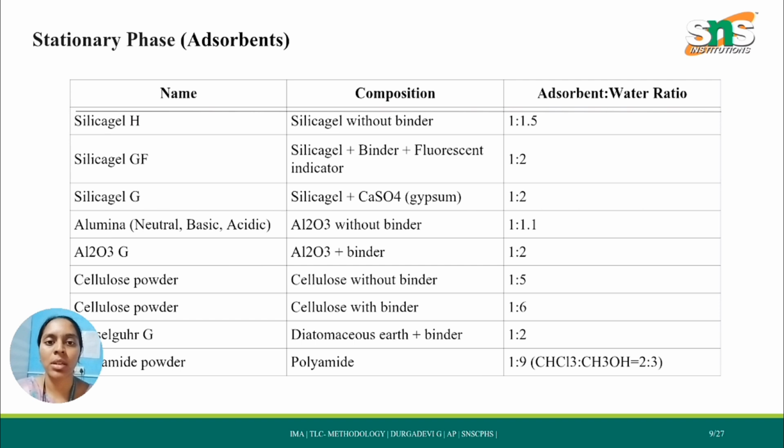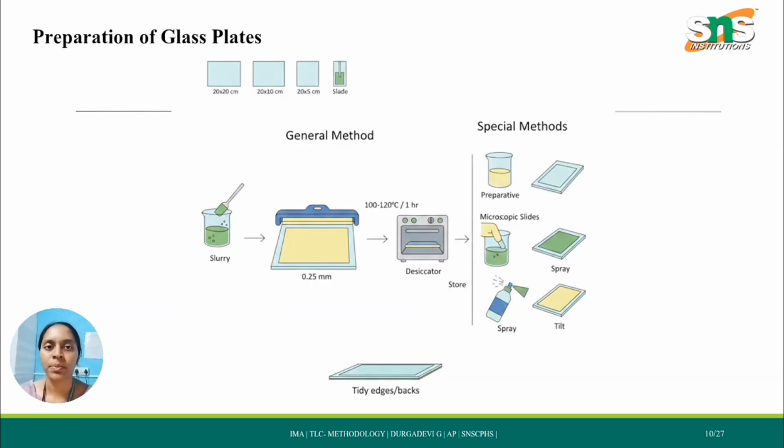The stationary phases we can use for preparing the thin layer glass plates are listed here. The most widely used one is silica, and the remaining were also used for developing the stationary plates. The glass plates we can use can be of the dimensions 20 by 20 centimeter, 20 by 10 centimeter, 20 by 5 centimeter, and we can use some slides also. Here the method used for preparing the slurry and the preparation of plates are shown in the pictures.